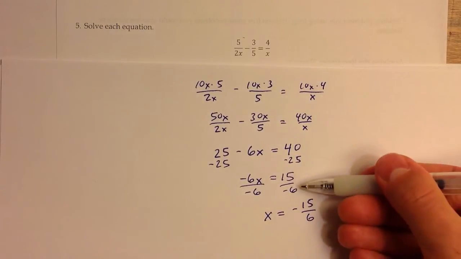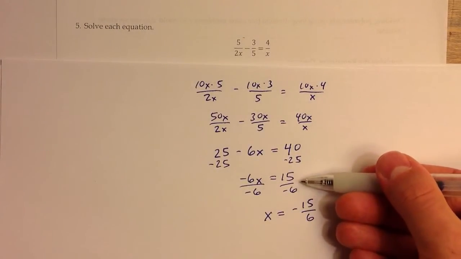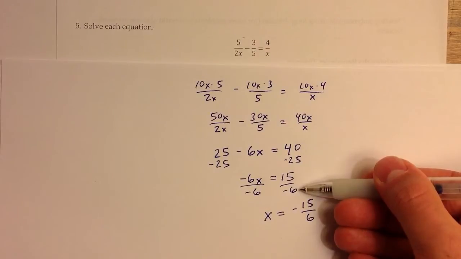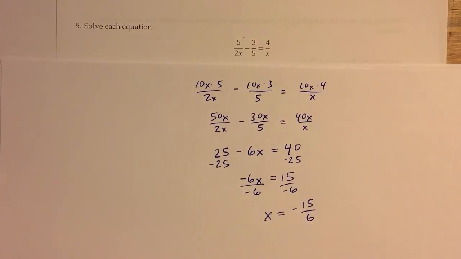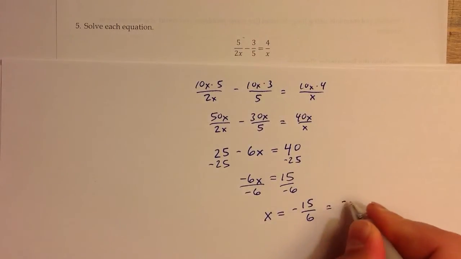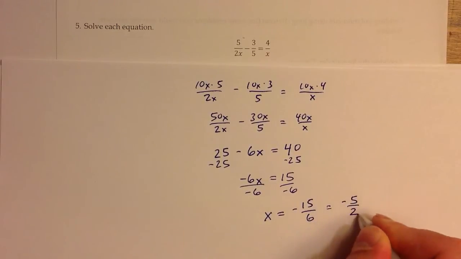Again, with a fraction, the negative sign could either go in front of the whole fraction, or it could go with the number in the denominator or the number in the numerator. That's the same as negative 5 over 2.